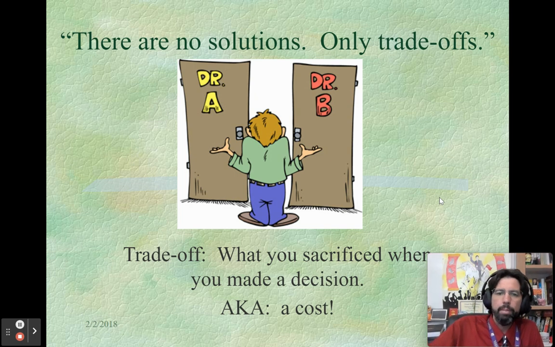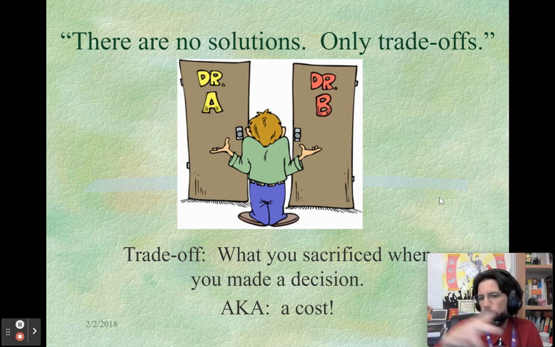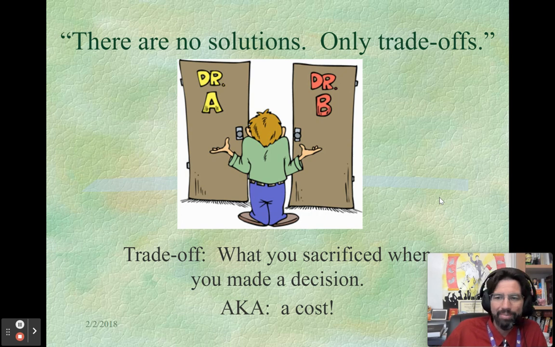So what are the costs we are talking about here? We're talking about trade-offs that are made when you make a choice. In economics, there are no solutions, only trade-offs. Scarcity does not disappear. Scarcity just shifts to a different position or becomes a different form of scarcity. A trade-off is what you sacrificed when you made your decision. I decided on choice A, therefore I can't do choice B because I'm doing choice A. A trade-off is, simply put, a cost.